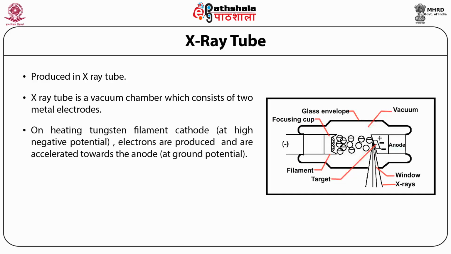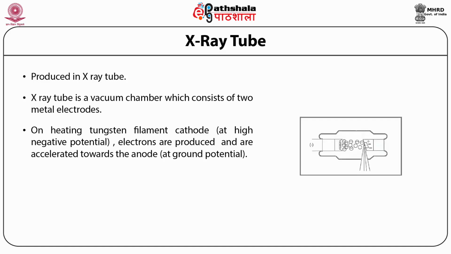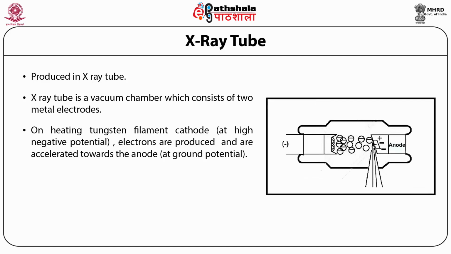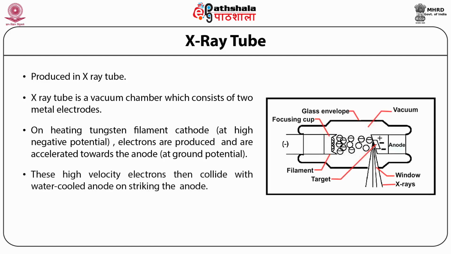On heating the tungsten filament cathode, which is present at high negative potential, electrons are produced and are accelerated towards the anode, which is present at ground potential. The potential of the anode is grounded. These high velocity electrons then collide with the water cooled anode. On striking the anode, loss of energy occurs, which is manifested as X-rays.